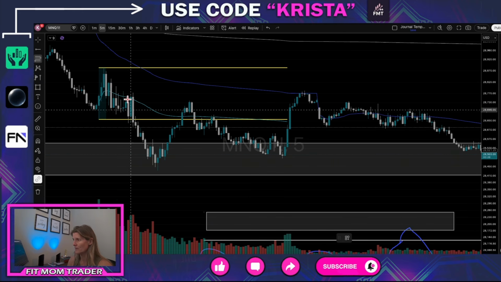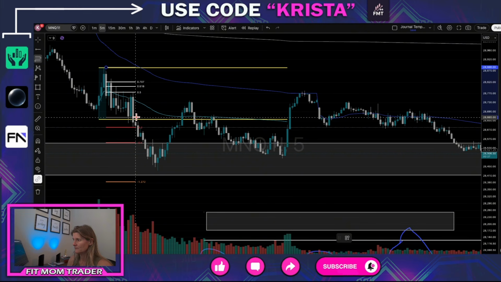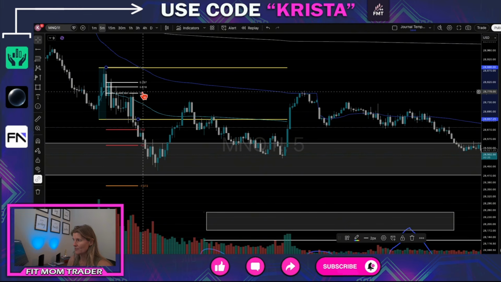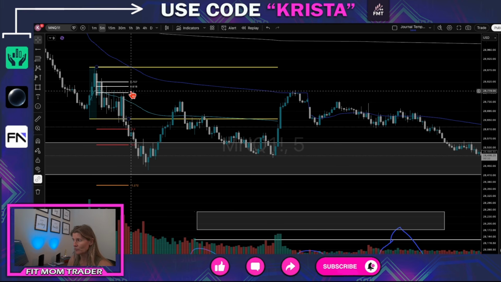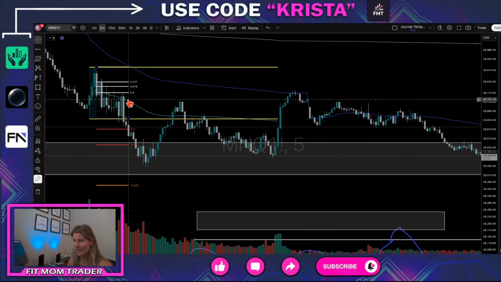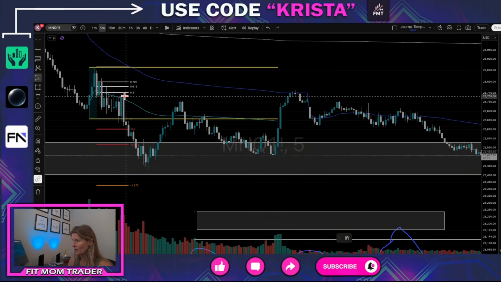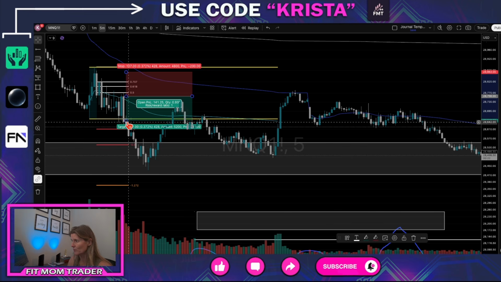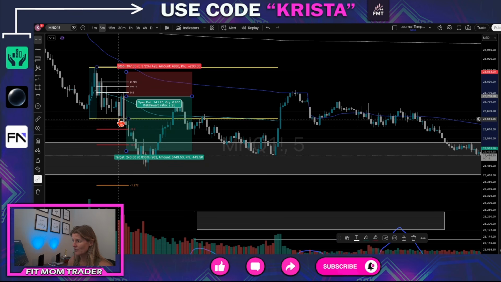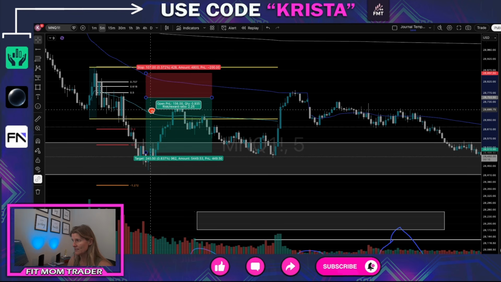So let me throw on my Fibonacci here just to see where the 50% of the range is. And look, they're right in the same zone. The anchored VWAP and the 50% is right in the same range. So when it comes up to this zone, this is a much better entry, a much better risk to reward than if I had entered here, right? So I'll show you the difference.